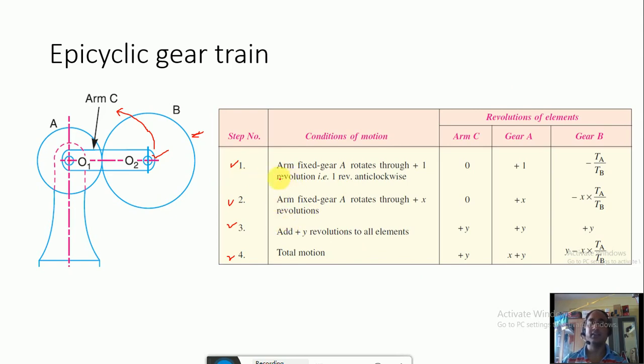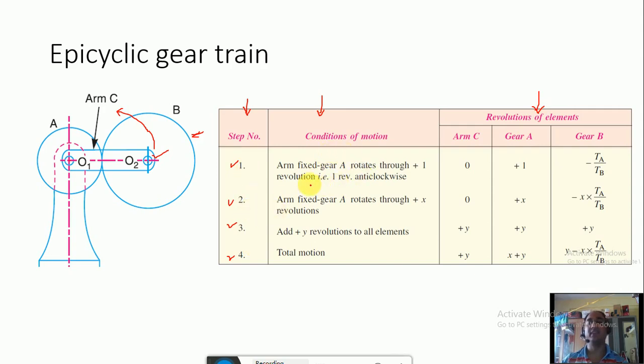There are different columns in this tabular method. The first column is the step number, the second is the condition of motion, which is important, and then the revolutions of different elements. Only three columns are there, revolutions of different elements. So there are only four steps.